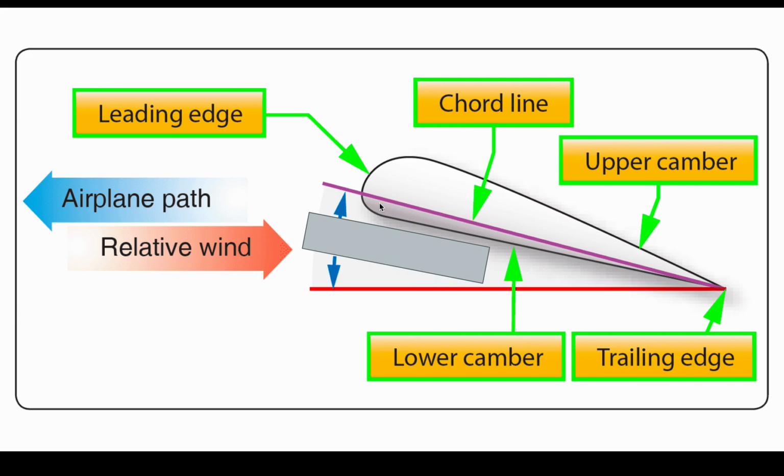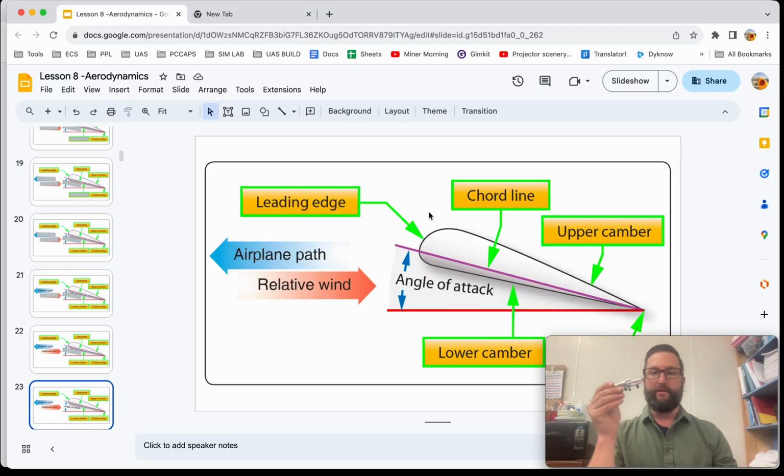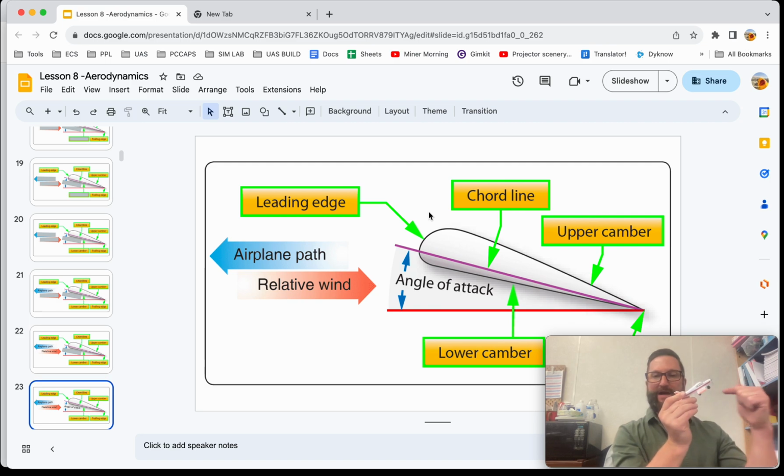And the difference between the chord line and the relative wind, so the red line and the purple line here, the relative wind is the red line, the chord line is the purple line, is called the angle of attack. So to put that more simply with our little model here, the airplane is moving forward. That's its flight path. Even if it's pitched up like this but moving like this, its flight path is that way, which means the relative wind is this way.